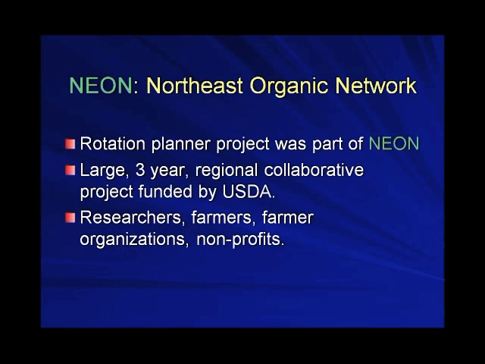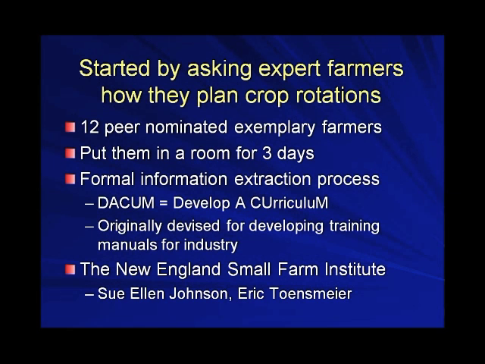Now, the Northeast Organic Network was a group of growers, farming organizations, and researchers that got together back in the early part of the 2000s, and we had a big three-year collaborative project. One of the things we tackled was the problem of crop rotation and how to improve crop rotation planning. The way we started was by getting a group of very experienced farmers together and asking them how they planned crop rotations. The reason we took this approach was that if we'd approached the question experimentally, I don't think we would have gotten very far.